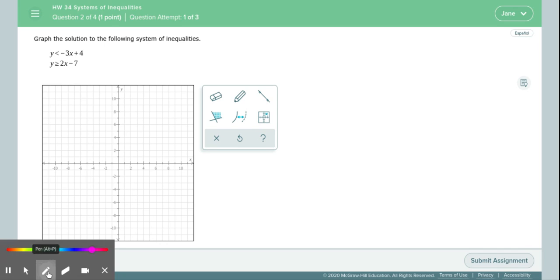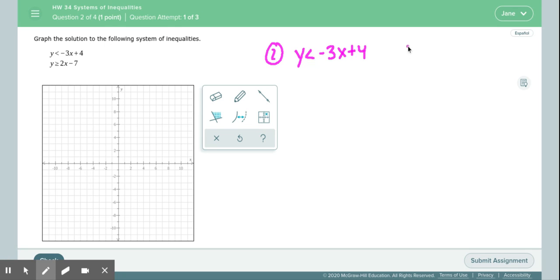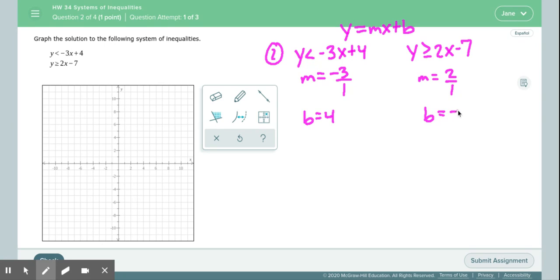All right, so another example works pretty much the exact same way. Both of my equations are already given to me in y equals mx plus b form. So on my work page, I'm going to write down what those 2 inequalities are. If I said equations before, I apologize. These are inequalities. Again, they're already both solved for y, so I'm going to use that y equals mx plus b. I'm going to identify my m for my first inequality to be negative 3 over 1, and my y-intercept to be positive 4. For my second inequality, I'm going to identify my m to be positive 2 over 1 and my y-intercept to be negative 7, because that number directly after x is a negative 7.